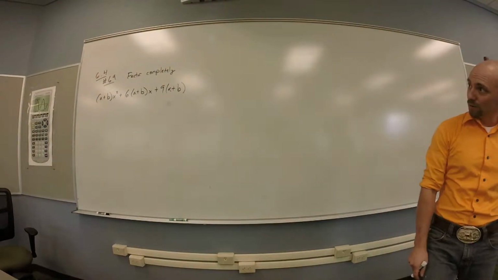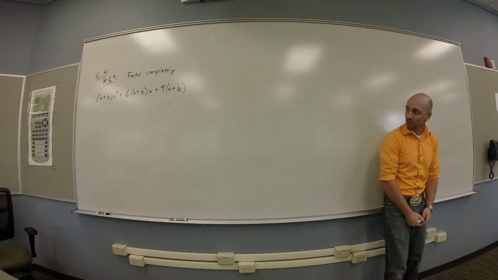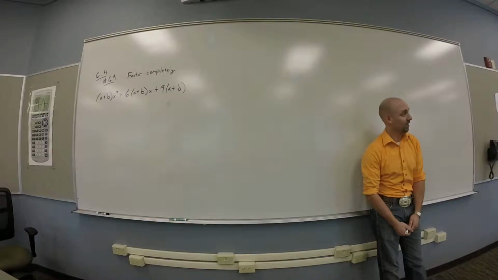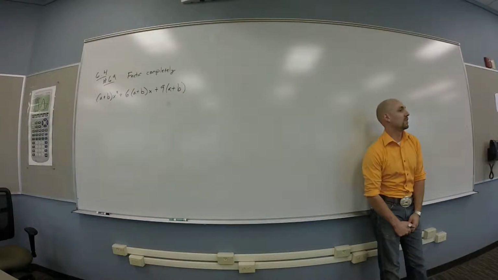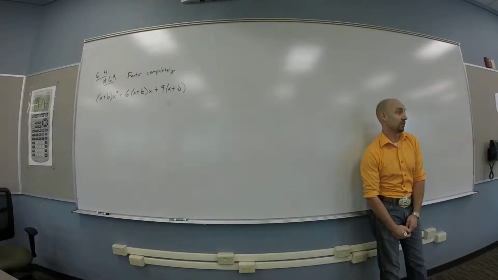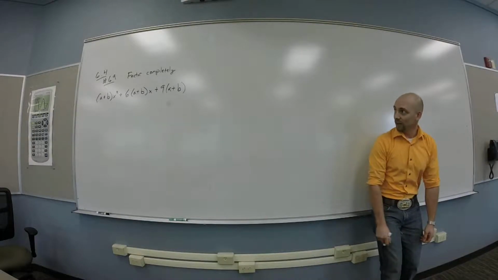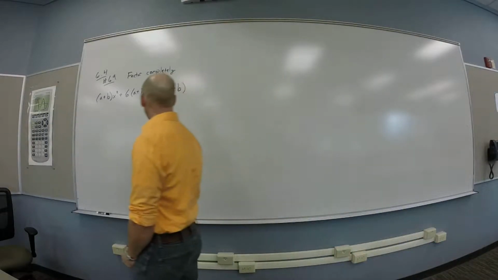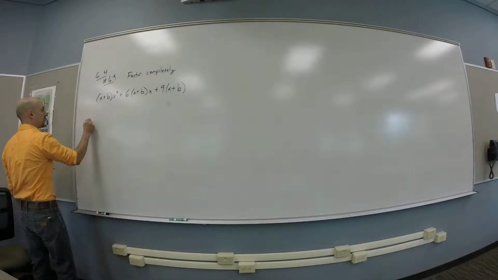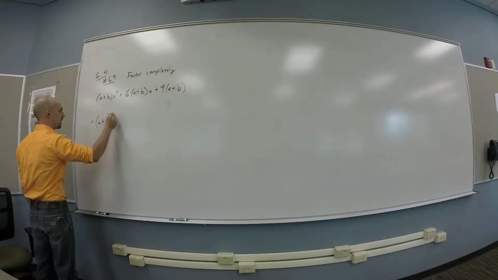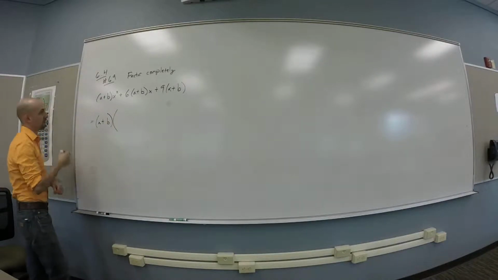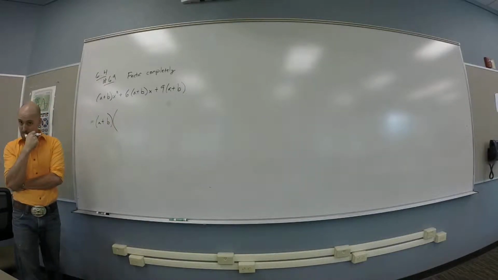Alright, so we want to do number 69 in 6.4, which says factor this thing completely. Is there anything common amongst all the terms that I can factor out first? A plus b. Yeah, there's a factor of a plus b in each term. So I can say this is a plus b times what? What am I left with in the first term?